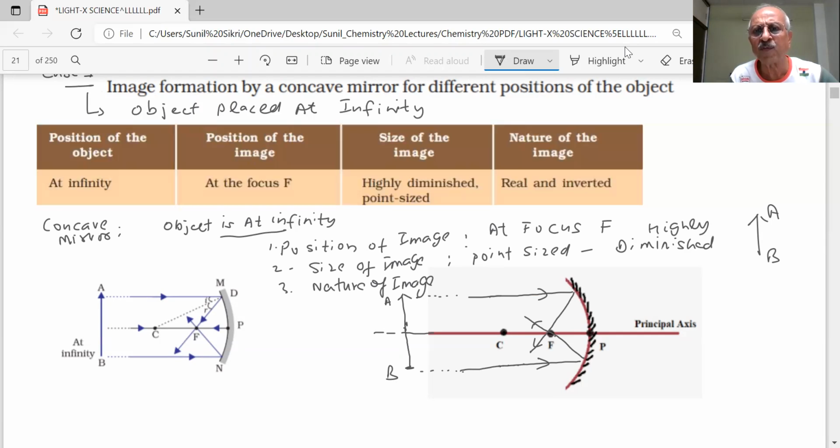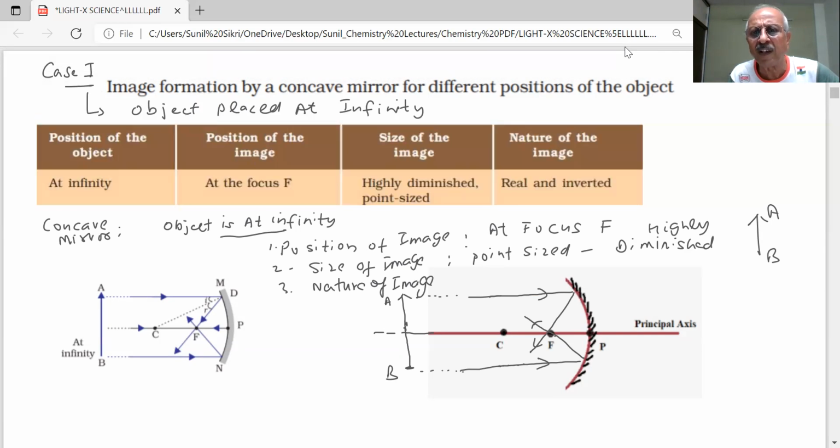And what type of image is there? Whenever you are getting an image which can be taken on the screen, student, what is this type of image? This will be real and inverted. What you will see, the B will be up, A will be down. What do you mean by that? It is something like this, student. The A comes down and B goes up, B dash A dash. You can see it is inverted. But you're getting point sized. These images are real and inverted.